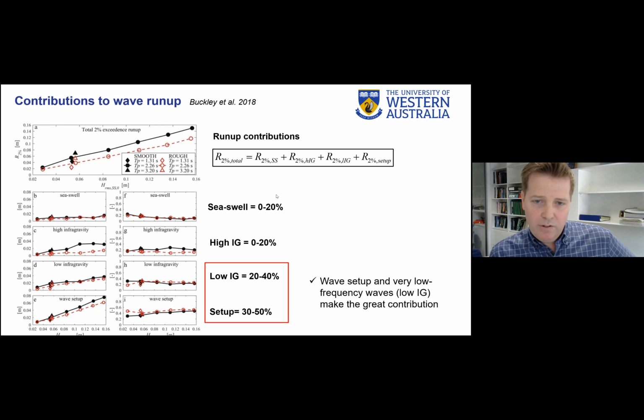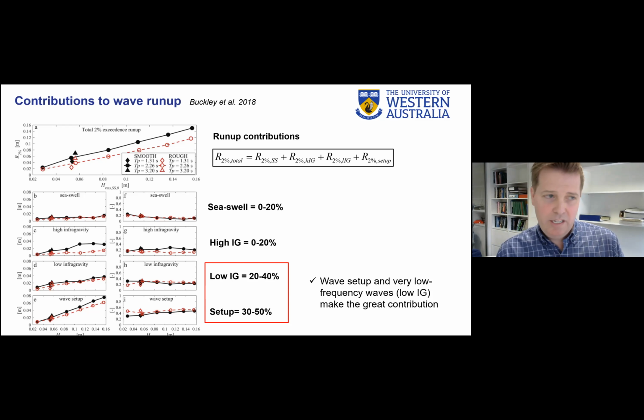We see that the sea swell and these high infragravity waves tend to contribute less, 0 to 20%. It's really these low frequency motions, these low infragravity waves, that contribute between 20 and 40% to run-up, independent of whether we have smooth and rough cases. And wave setup is, in many cases, up to 30 to 50%. So it's really these processes on these reefs that are dominant, and they're also perhaps the most difficult to predict. So I'm going to spend time in a couple of slides talking about these processes in more detail.